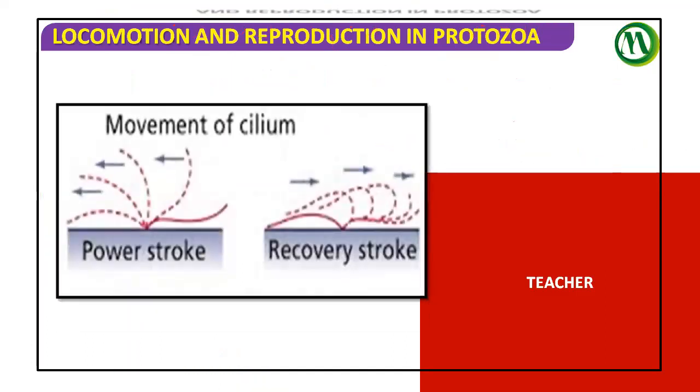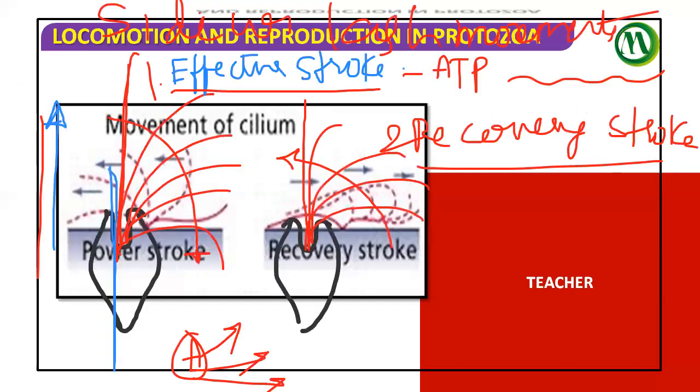Okay, so now let's move to the movement of cilium. How does the ciliary movement occur? There is a difference between flagellary movement and ciliary movement. You may have seen that cilia are present all over the body surface, isn't it? So the ciliary movement is comparatively a little different. Let me show you one cilium.